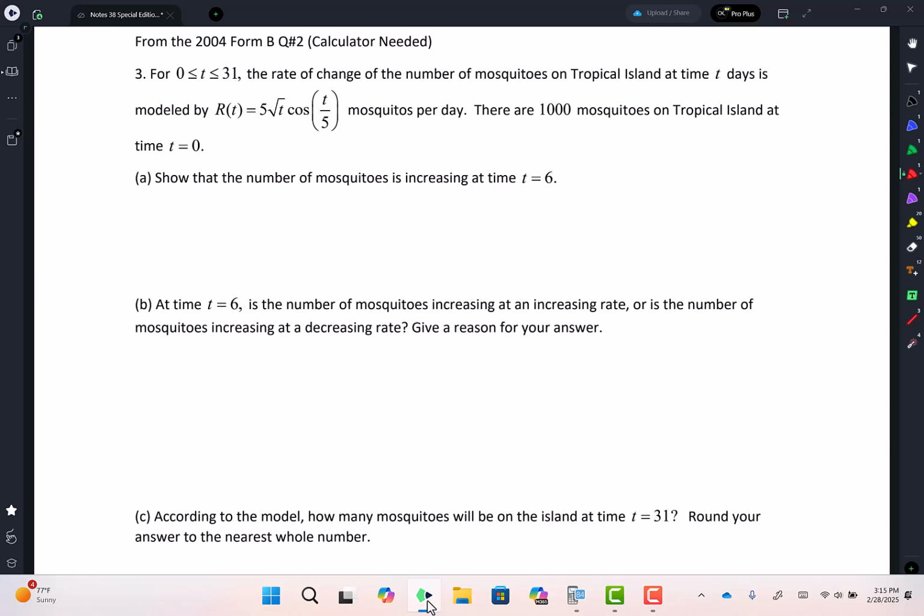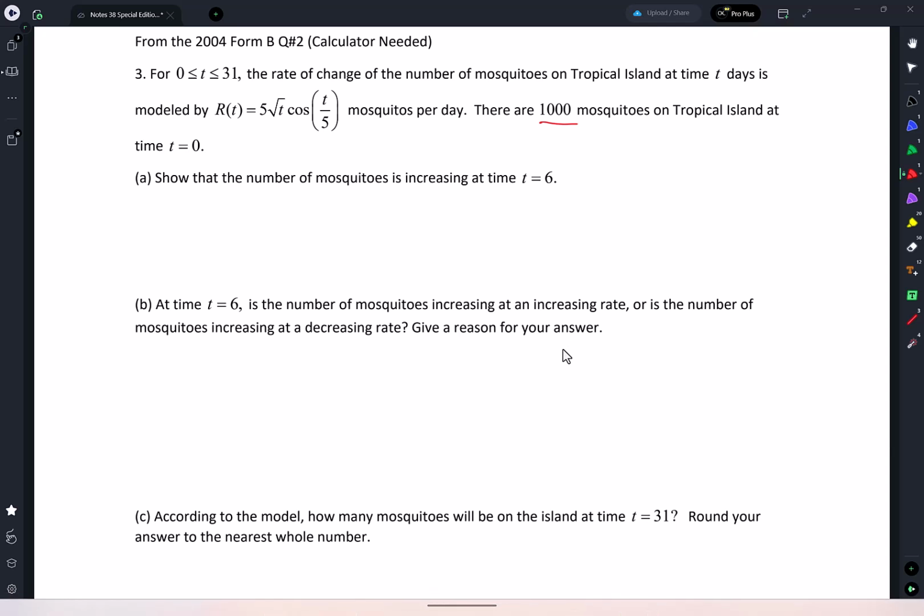From the 2004 Form B, question 2. Between t equals 0 and 31, the rate of change of the number of mosquitoes on a tropical island at time t days is modeled by R(t) equals 5 square root of t cosine of t over 5 mosquitoes per day. There are 1,000 mosquitoes on the tropical island at t equals 0. Show that the number of mosquitoes is increasing at t equals 6.